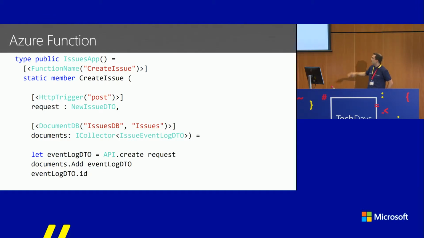And then the last 3 lines is actually the body of this Azure function. It calls API, gets the event log, adds it to the documents, and returns ID to the caller, so they know which issue ID they are working with. Is that more or less clear? Okay.